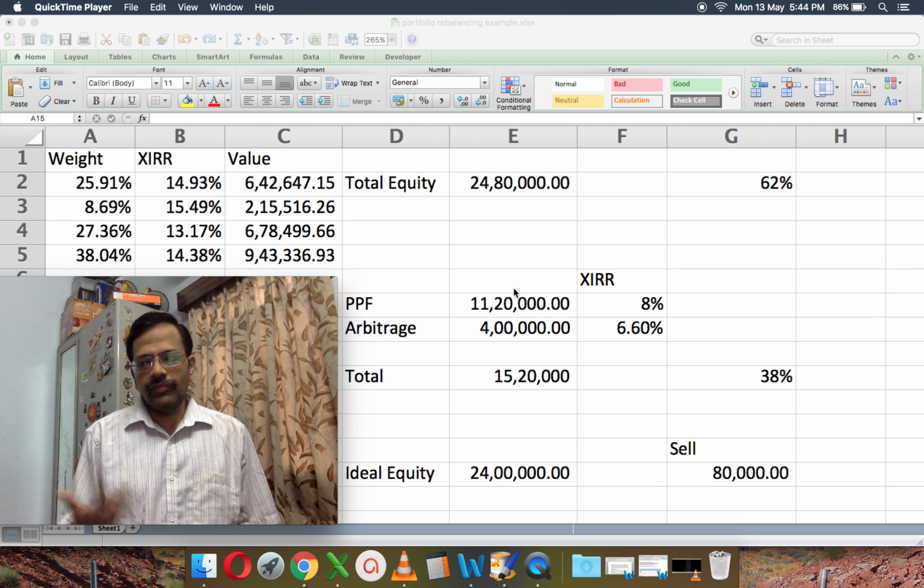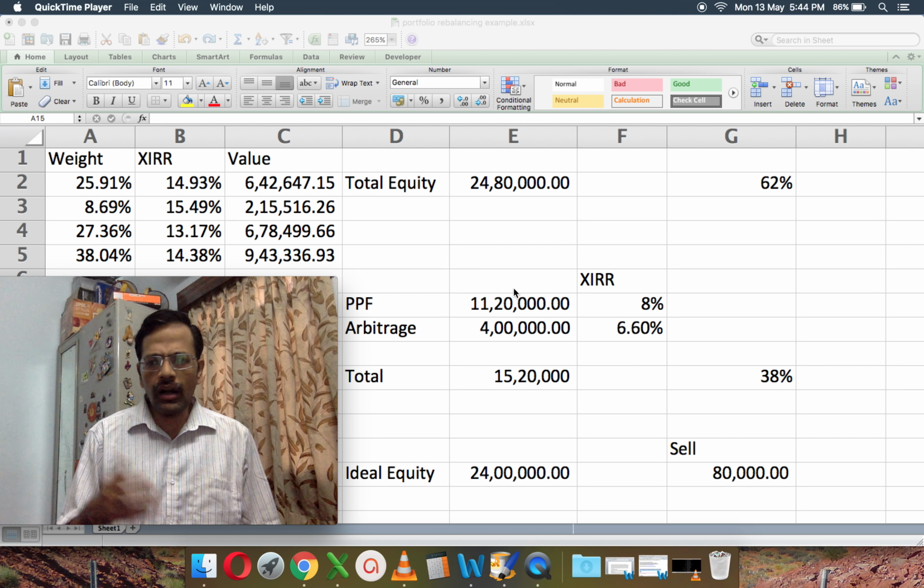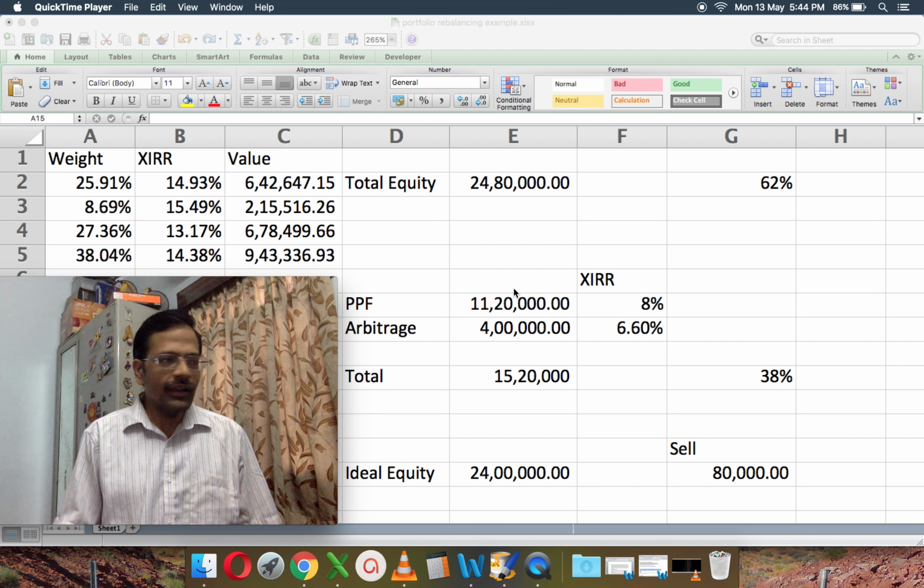I have done portfolio rebalancing, I've discussed it many times, but some people wanted me to take an example. I'm not sure why there's a need for an example because it's pretty simple, but that's what some people wanted. So I thought I will do it if it can be of some help.